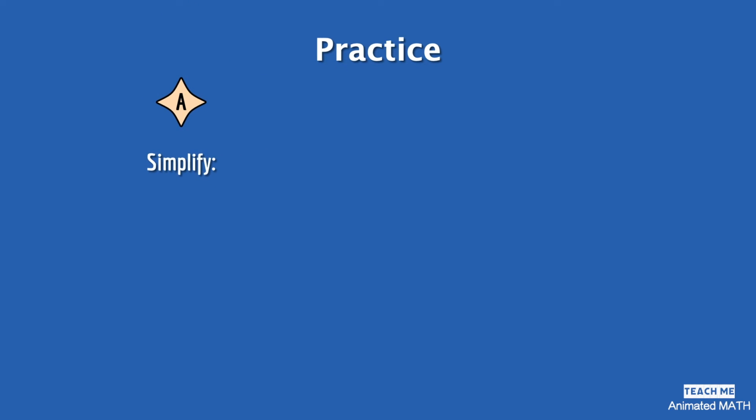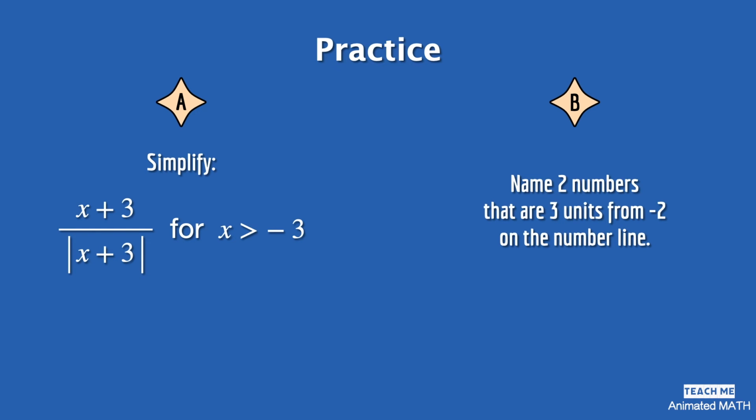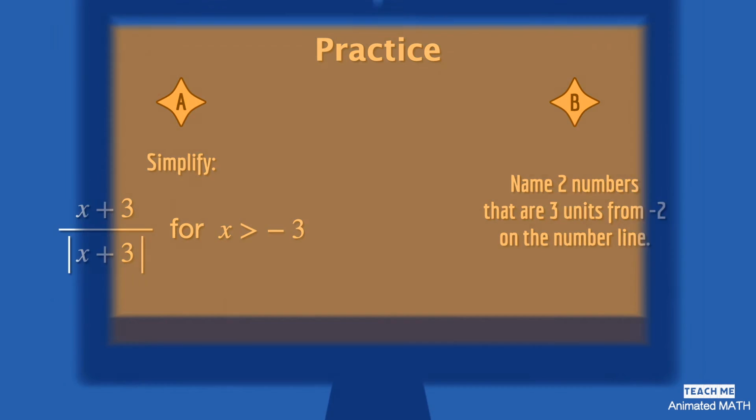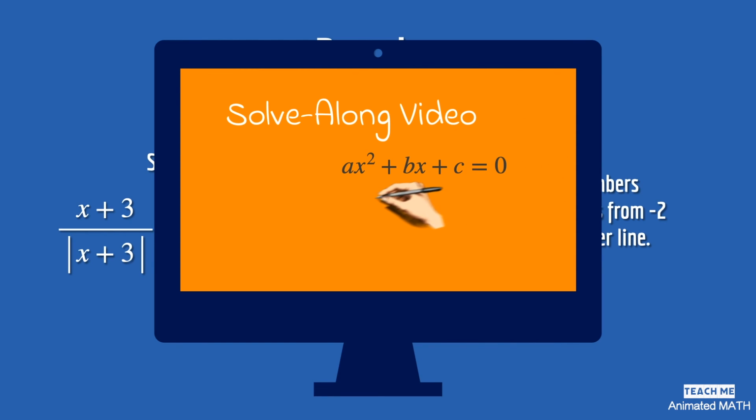What do you think this expression will be when we simplify or remove the absolute value symbol? What about naming two numbers that are 3 units away from -2 on the number line? Try to figure it out by yourself and comment your answers below. Go to our solve along video about absolute values to see if you're correct. You will also see more exercises and solutions.